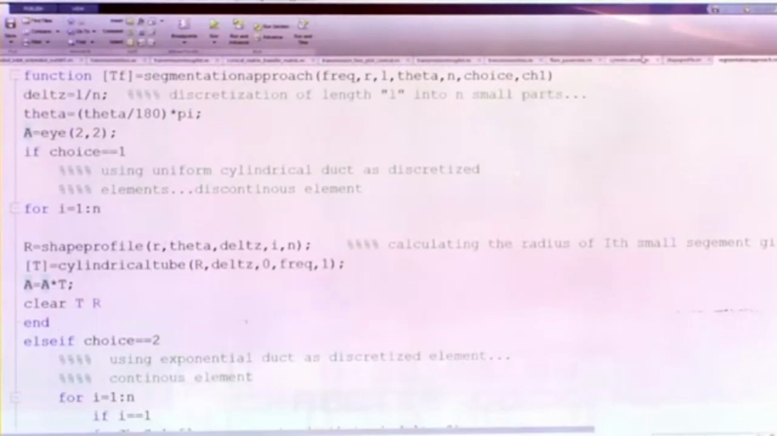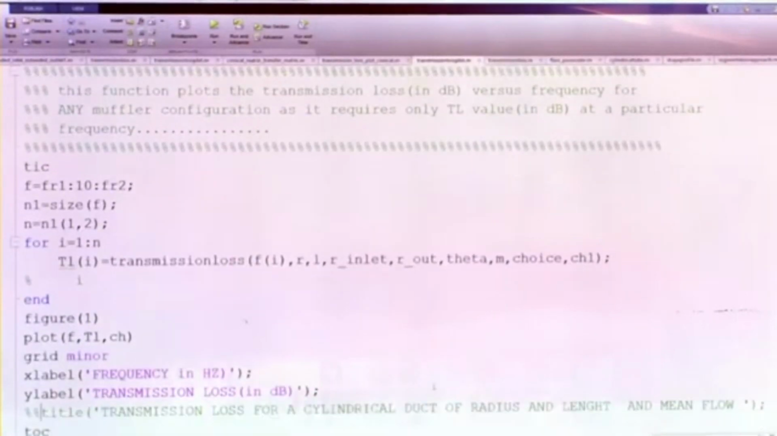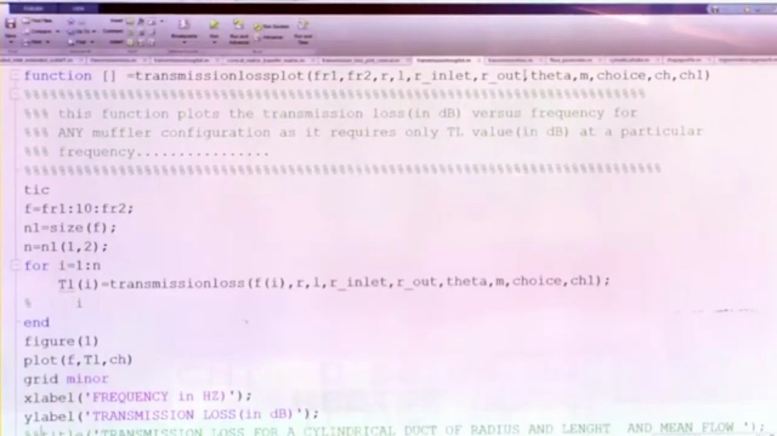Now, once we do that, we can pass this to the calling function, which calls the segmentation approach, named transmission loss. It basically computes your transmission loss as usual, what we have been doing in the last classes, as some summation of the transfer matrix parameters appropriately scaled by the characteristic impedance. Now, here R inlet and R outlet are the radii of the inlet and outlet duct, which can be same or different from the radius of the inlet and outlet section of the conical duct. So, this is the plotting thing which we have been discussing. R inlet and R outlet, and the theta parameter, we can also fix.